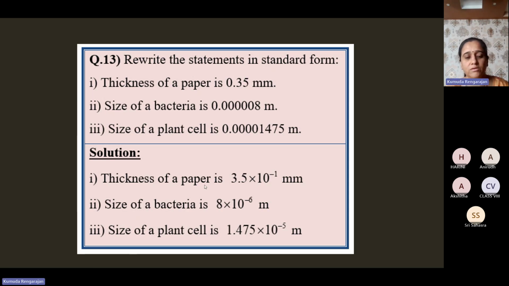So see, thickness of a paper, this is in the standard form, 3.5 into 10 to the power minus 1 millimeter. Size of bacteria is, write this number in the standard form. Size of plant cell is, write this number in the standard form.